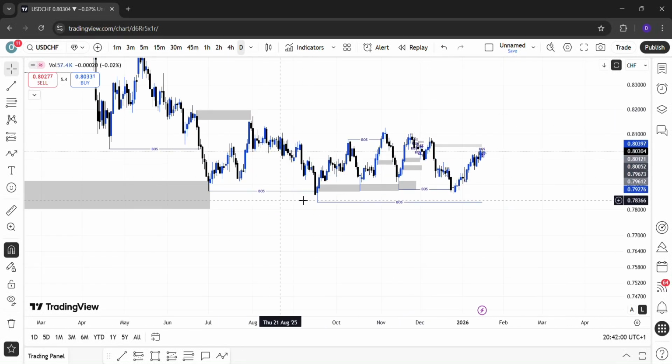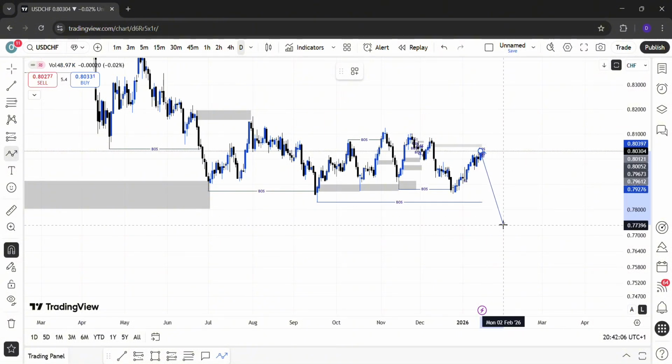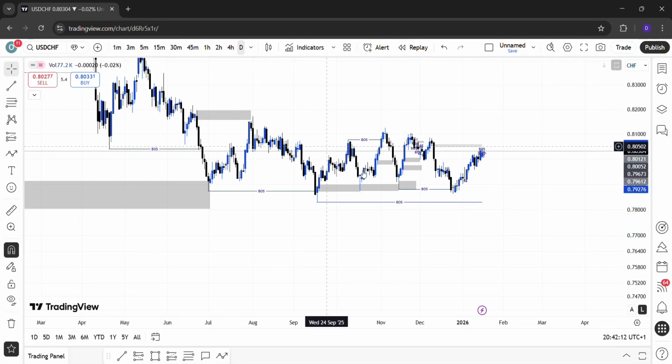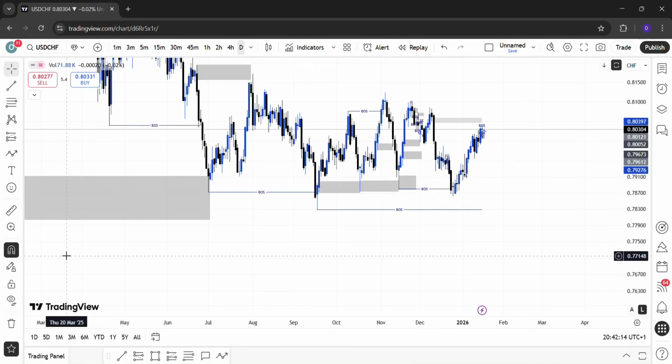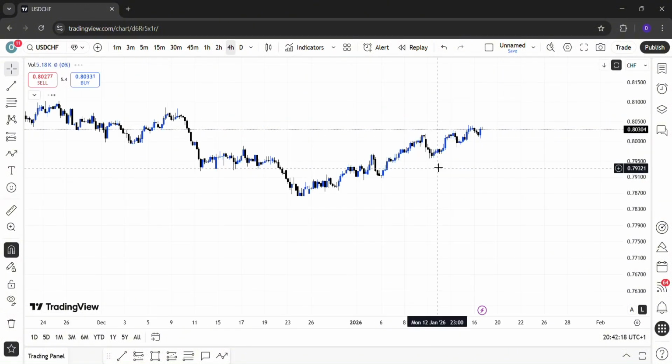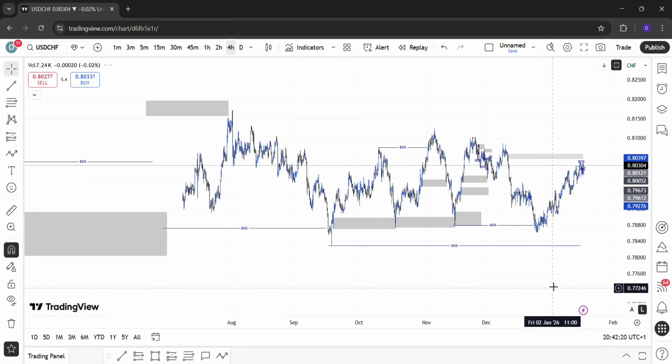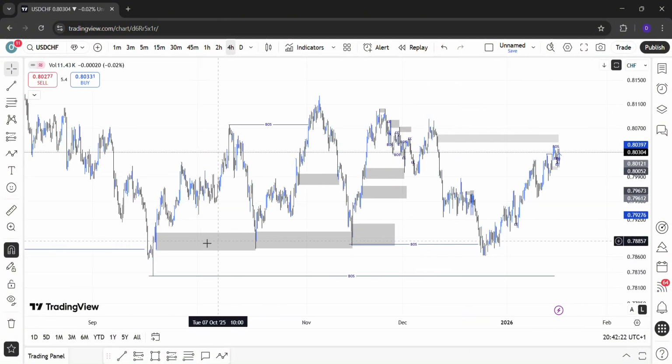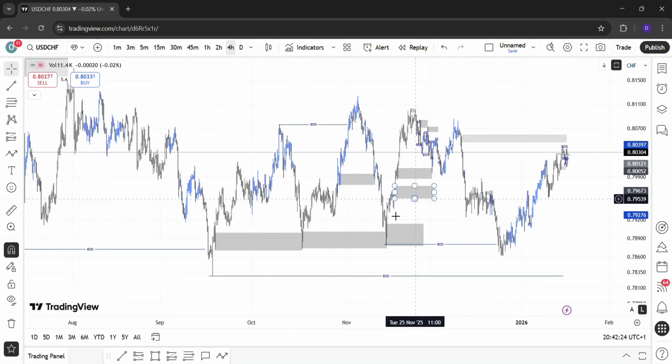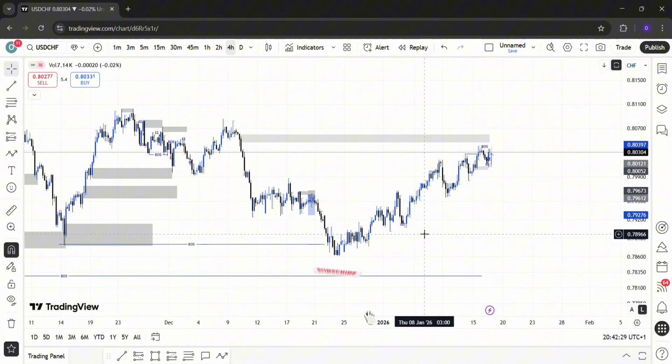Now this was the last break of structure that had a pullback. What we're expecting on USDCHF is another break of structure to take out this low, to then give us a swing pullback, break of structure, on and on, to continue the bearish order flow. So here we had the last break of structure. Let's go to the 4-hour time frame to see. Internally, in this whole pullback, this retracement, price gave us another break of structure here, and then this retracement.